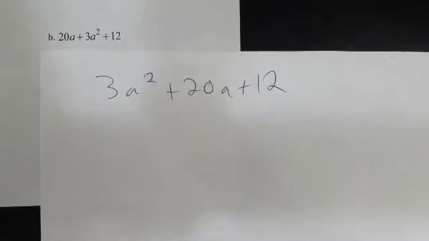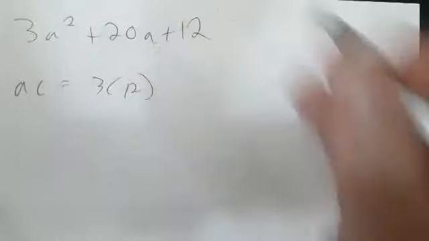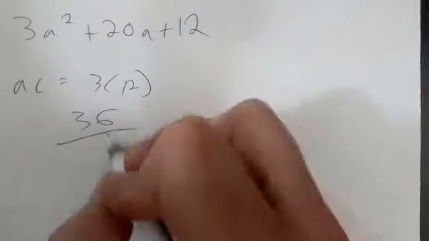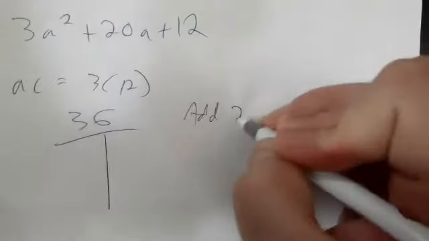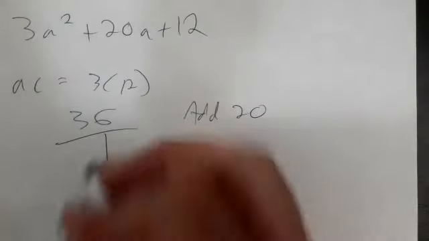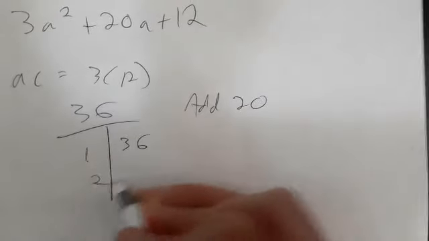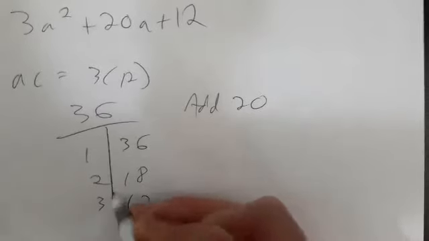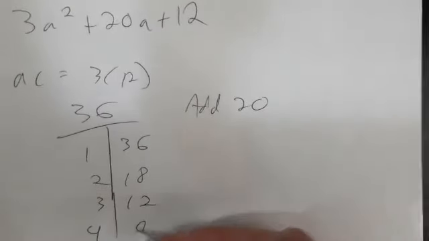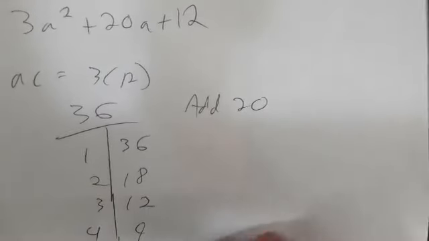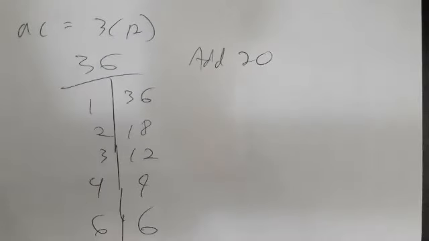So now that it's in descending order, now we can do AC. AC is 3 times 12, which is 36, and the factors have to add to my b term, which is 20. So I'm doing 1 and 36, 2 and 18. I think this is the same number I just did. And 4 and 9, and 6 and 6. These are all my factors of 36. They have to add to 20, which would be 2 and 18.